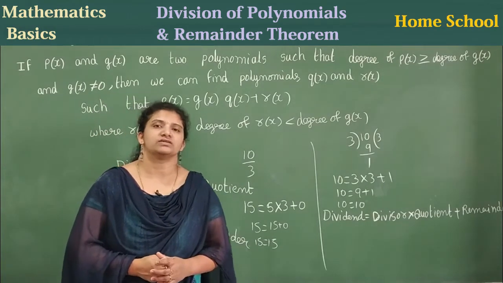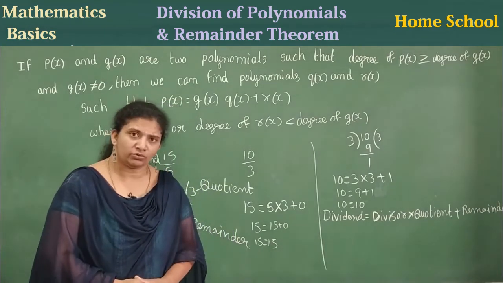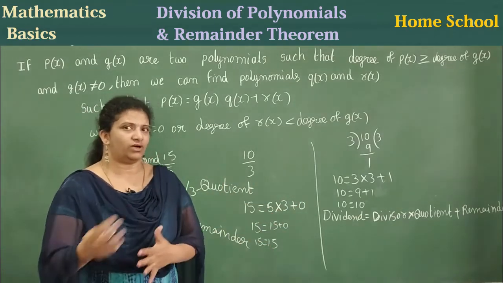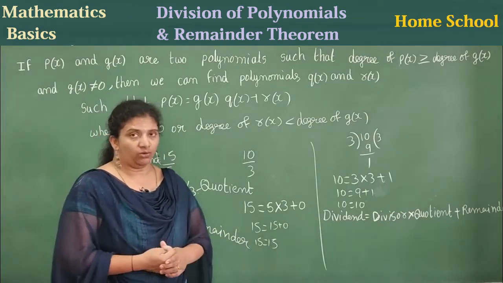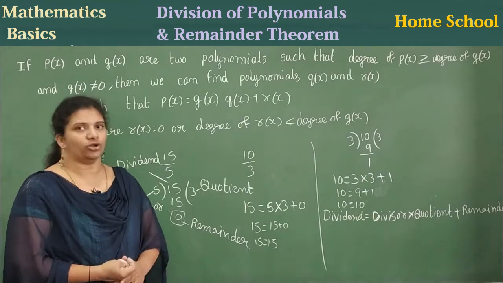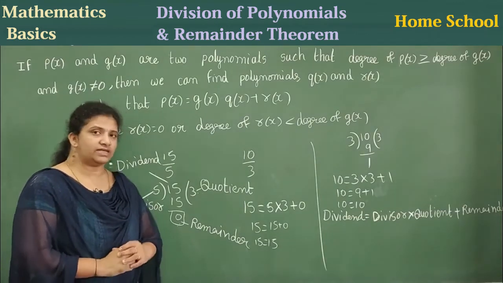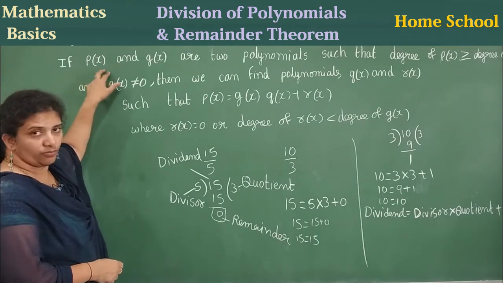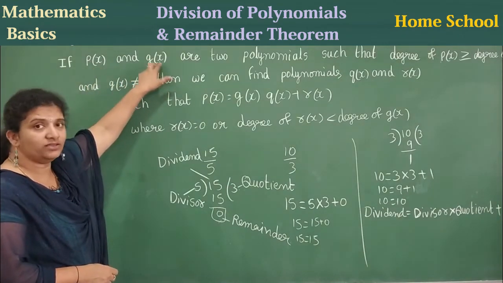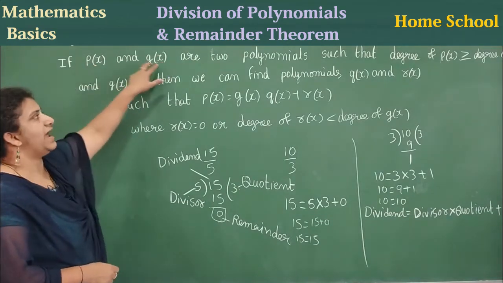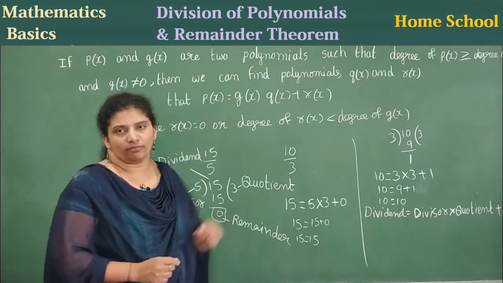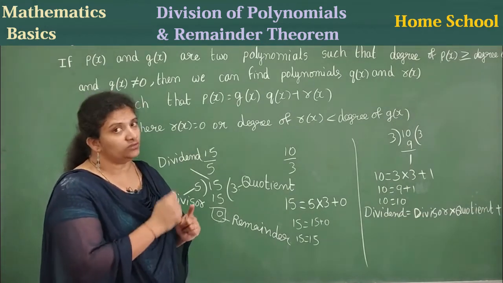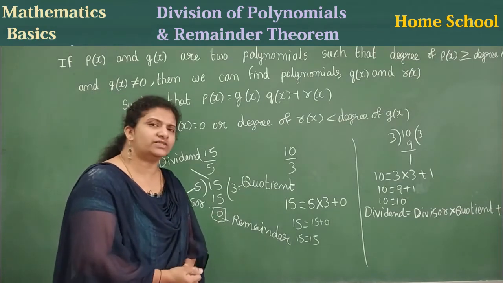So now we are going to discuss polynomial divisions. How can we do the polynomial divisions, children? For normal numbers, I can accept that statement: dividend equal divisor into quotient plus remainder. But when we talk about division in polynomials, we should remember one statement. What is that? If p of x and g of x are two polynomials such that the degree of p of x is greater than or equal to the degree of g of x.